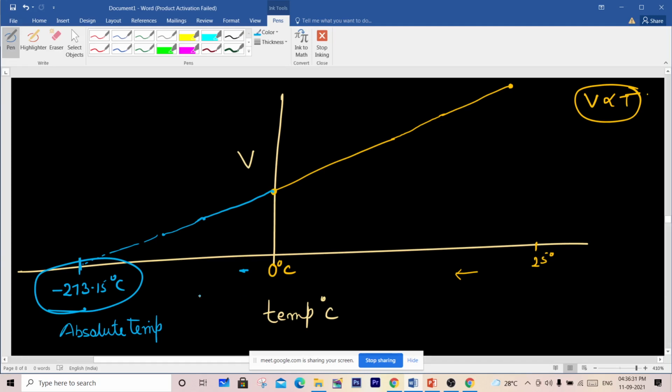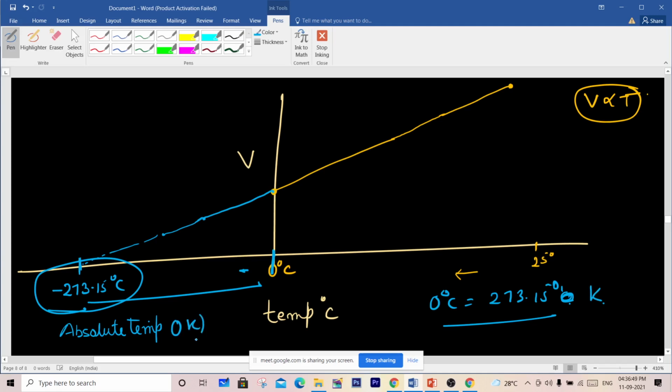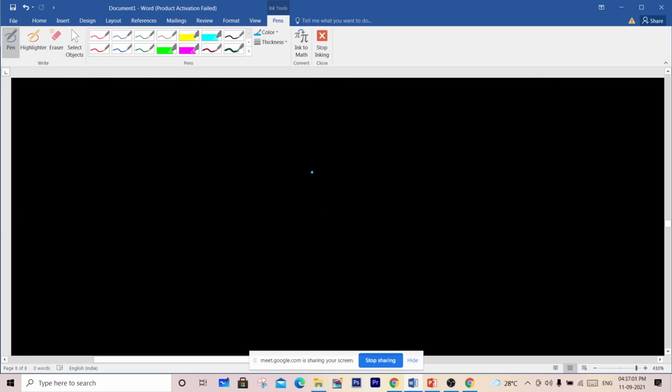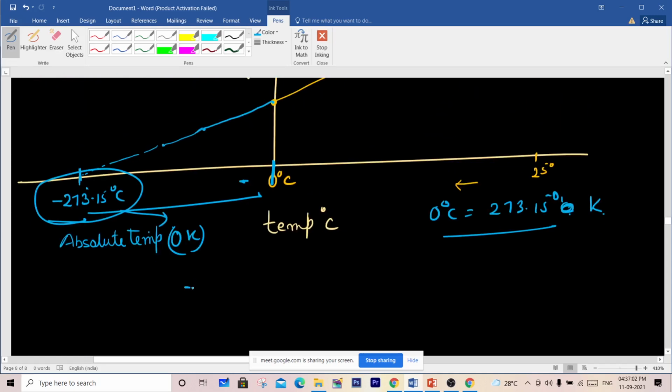It means if I come down from 0 degrees Celsius, I have to cover this much. So 0 Kelvin is minus 273.15 degrees Celsius. This temperature is called 0 Kelvin. Minus 273.15 degrees Celsius is equal to 0 Kelvin. I hope it's clear now. Yes or no?